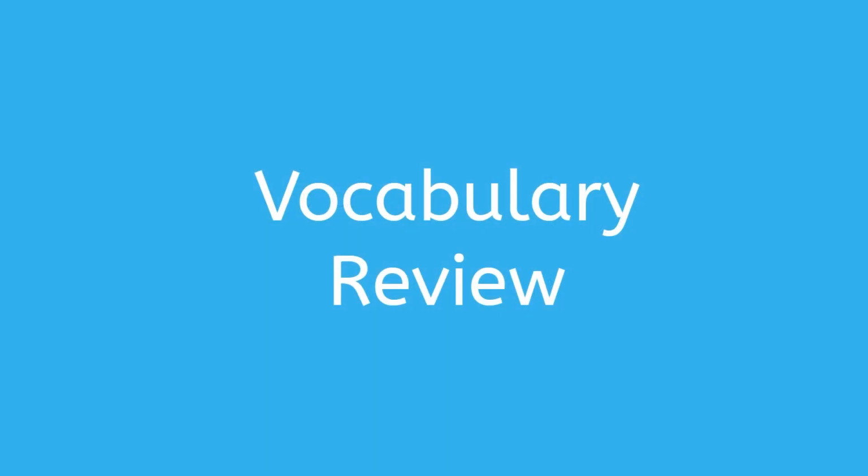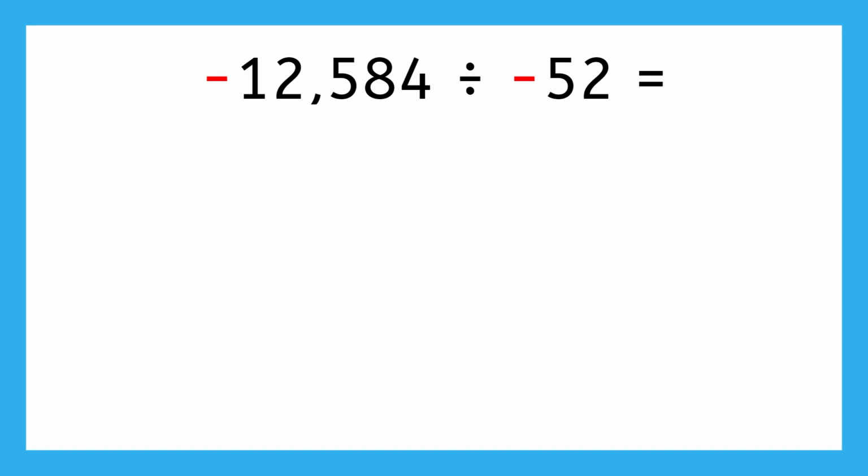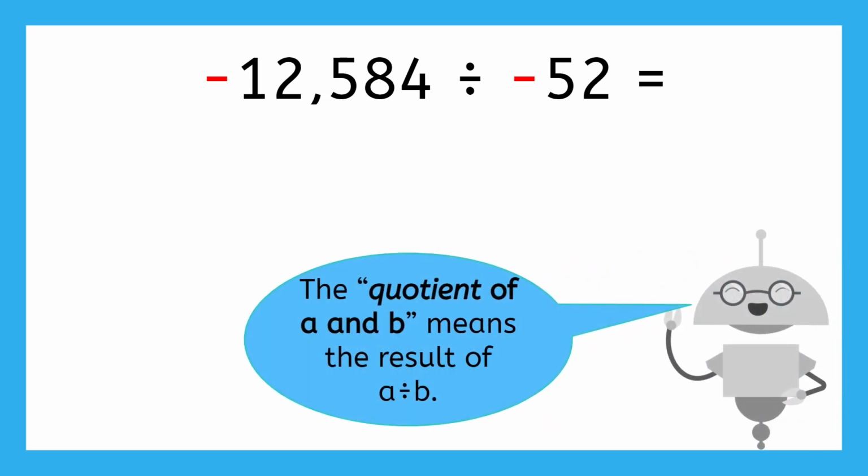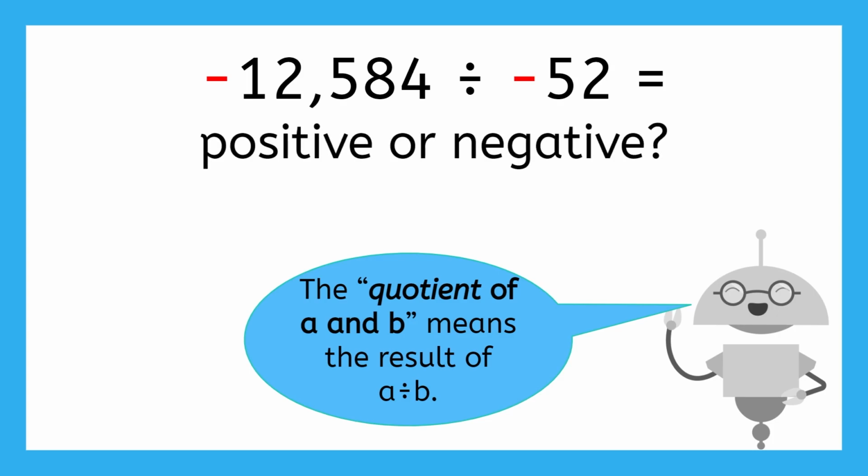Before we go any further, we need to review some important vocabulary you'll use when you're dividing. Let's review division with larger numbers. We need to find the quotient of negative 12,584 and negative 52. And I think Mia has a reminder here for us. Right, quotient means the result of a division problem. And what type of result will we get if we're dividing 2 negative numbers? Positive or negative? Right, the result will be positive. So we can ignore these negative signs here. We know we'll have a positive answer.